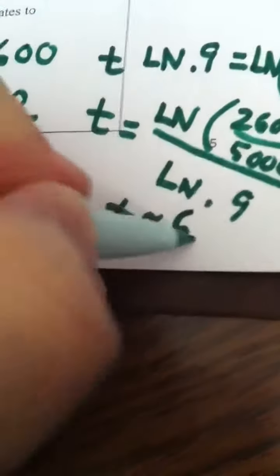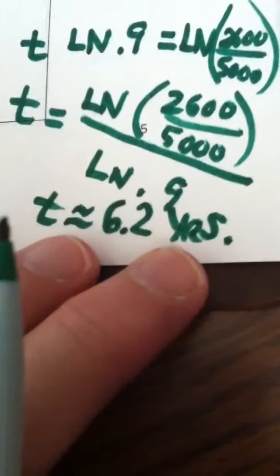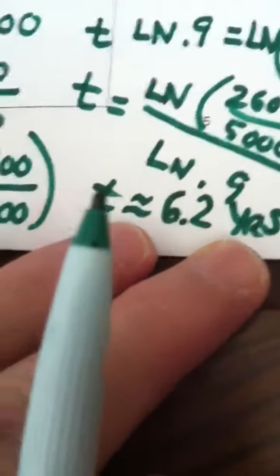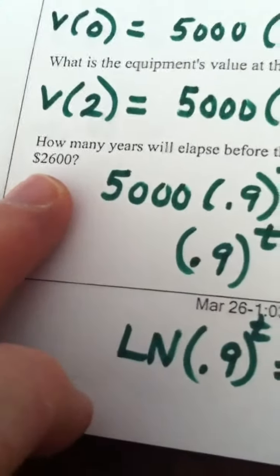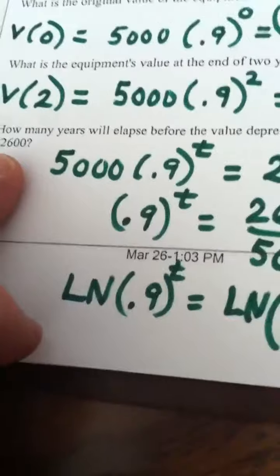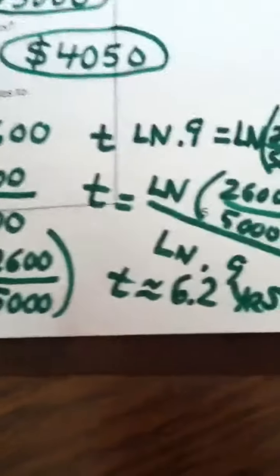So in approximately 6.2 years, my machine is worth $2,600. It's depreciated to that value in this amount of time. And we're done.